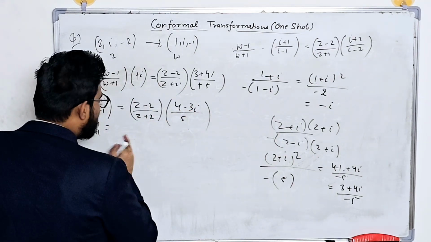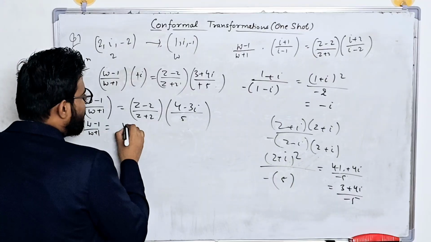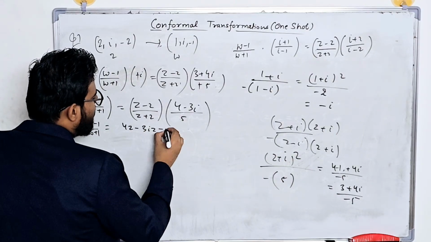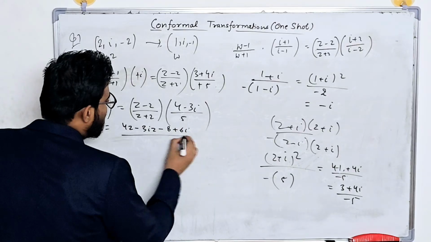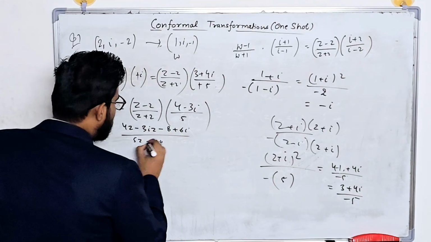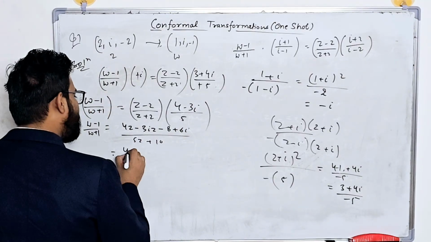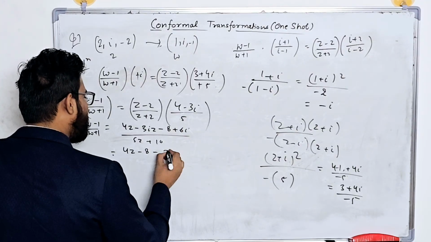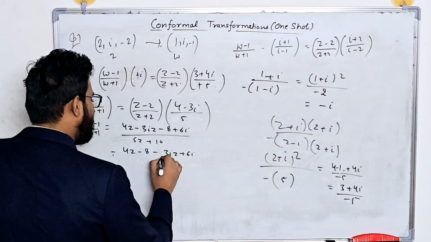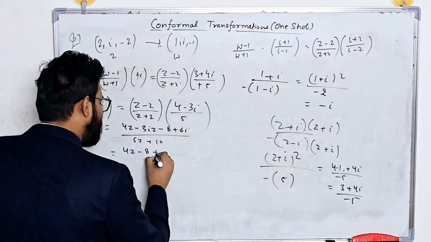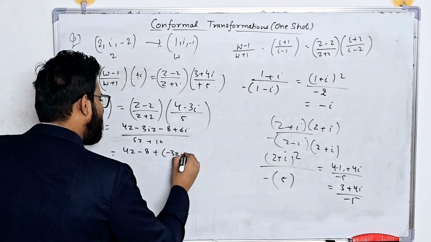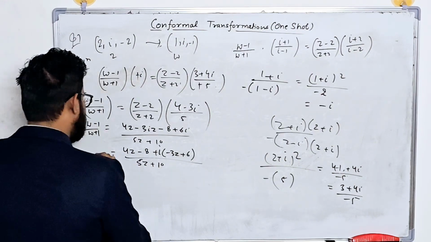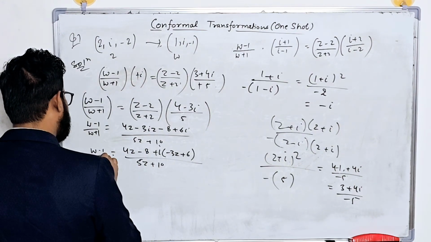So we have 4z minus 3iz minus 8 plus 6i divided by 5z plus 10, right? So it is equal to 4z minus 8 plus, minus 3iz plus 6i, or we can take I as common. So we have (minus 3z plus 6) times I over here, right, divided by 5z plus 10, right? So it is (W minus 1) divided by (W plus 1) equal to this quantity.